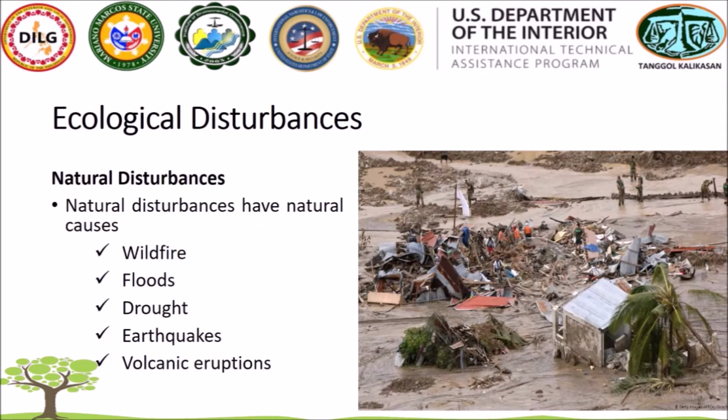Ecological disturbances are individually distinct events, either natural or human-induced, that cause a change in the existing condition of an ecological system. Disturbances can be described in terms of their type, intensity, spatial extent, frequency, and other factors. Natural disturbances have natural causes, such as wildfire, floods, drought, earthquakes, and volcanic eruptions. They can do a lot of damage to an ecosystem, even killing plants and animals. But natural disturbances are nothing new, and the effects are usually temporary and the ecosystem will eventually recover.